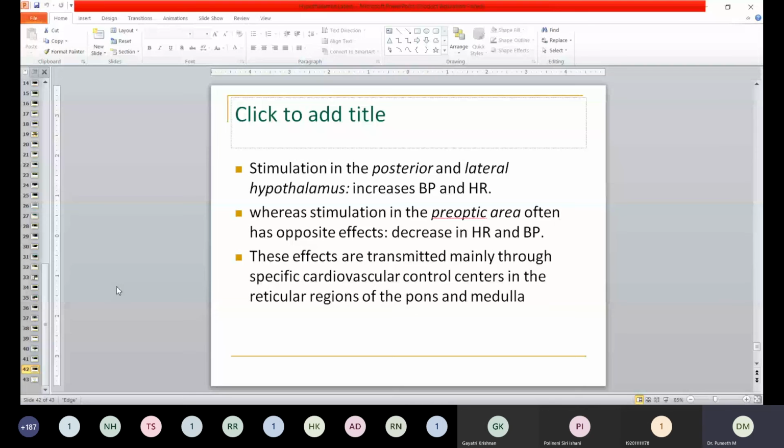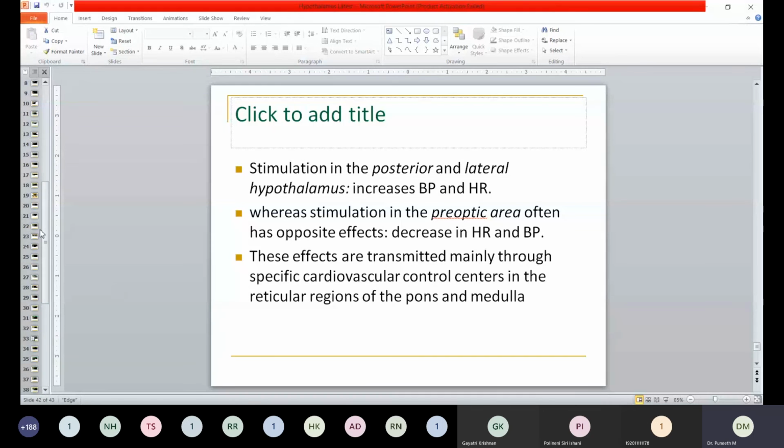The hypothalamus brings about these effects mainly through specific cardiovascular control centers. You all know that in the medulla and pons there are the vasomotor center, the cardiac inhibitory center, and so on. Through these areas, the hypothalamus brings about the integrated control of cardiovascular system functions.